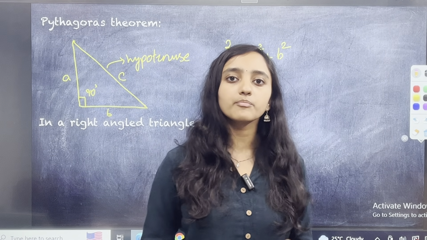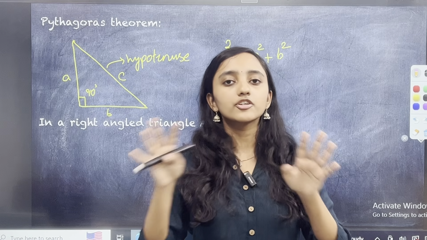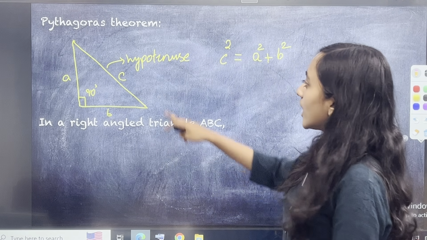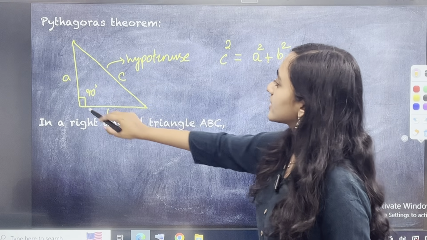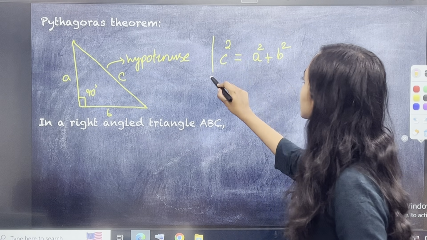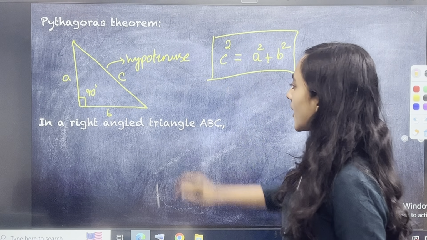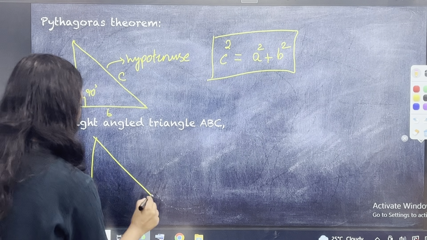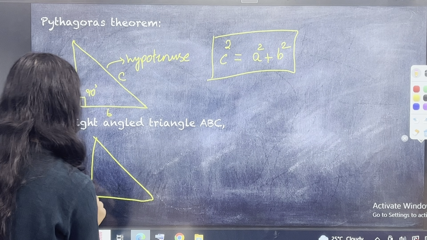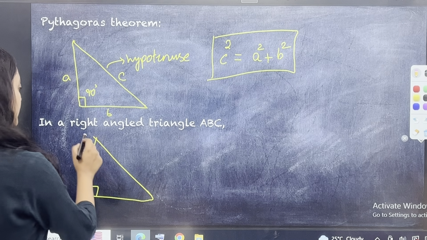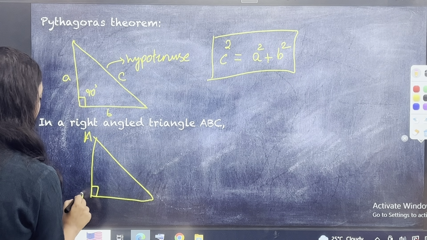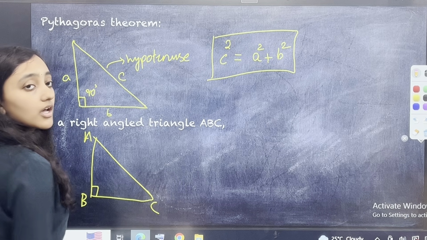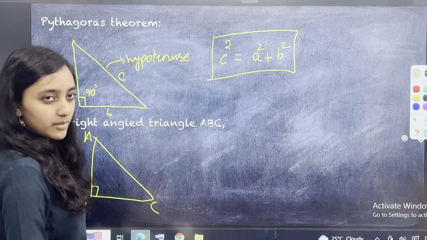Pythagoras theorem is very important while we are talking about this entire trigonometric identities. Okay, did you understand till here? C square is equal to A square plus B square. This is the Pythagoras theorem. Okay? So in a right angle triangle ABC, let me draw the triangle again for you. You have the right angle here. Suppose this is vertex A, B and C. Suppose we consider the right angle triangle ABC.